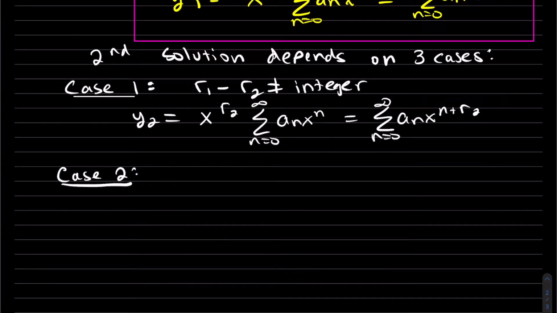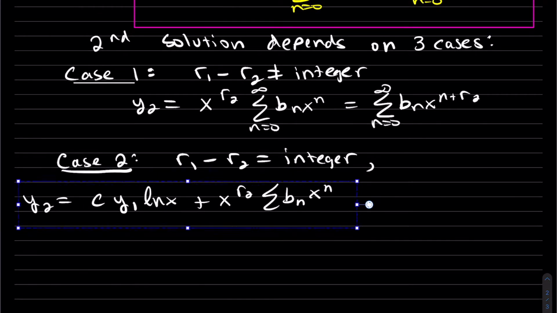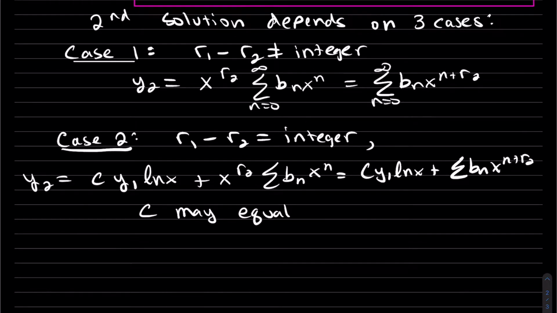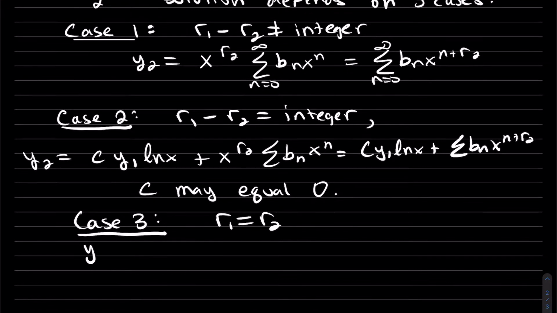Case 2. In the case where, for example, they differ by an integer, we should probably call this B because it's not going to be the first one we called A. It's not going to be the same series. I do need to point out C may equal 0. This would be the case where we could only get one power series. Case 3 is when they're equal. And so y2 would be y1 times natural log of x.